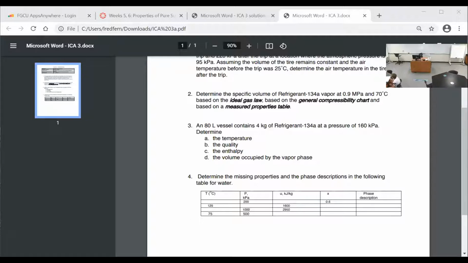So we just look up the entropy. Well, it's h_f plus x times h_fg, divided by 1,000. h_f we have. Yeah, well, you did it all.